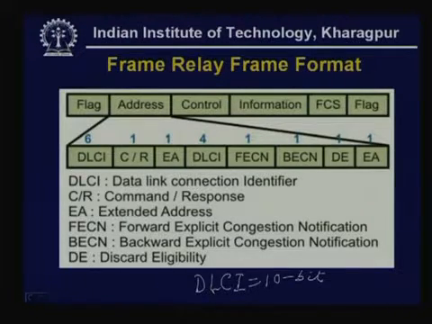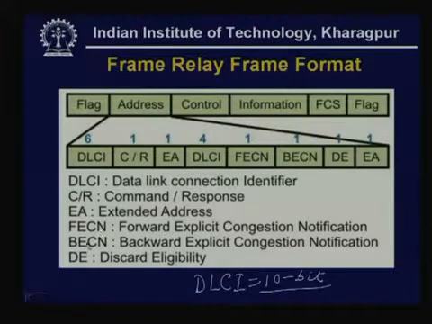Then you have another bit which says whether it is a command or a response. This bit specifies whether the particular frame corresponds to a command or a response. Then this EA stands for extended address. It is not necessary that the DLCI number has to be restricted to 10 bits. It can have more bits. In that case, this EA bit is used. It is set to 1 whenever it has a larger address.